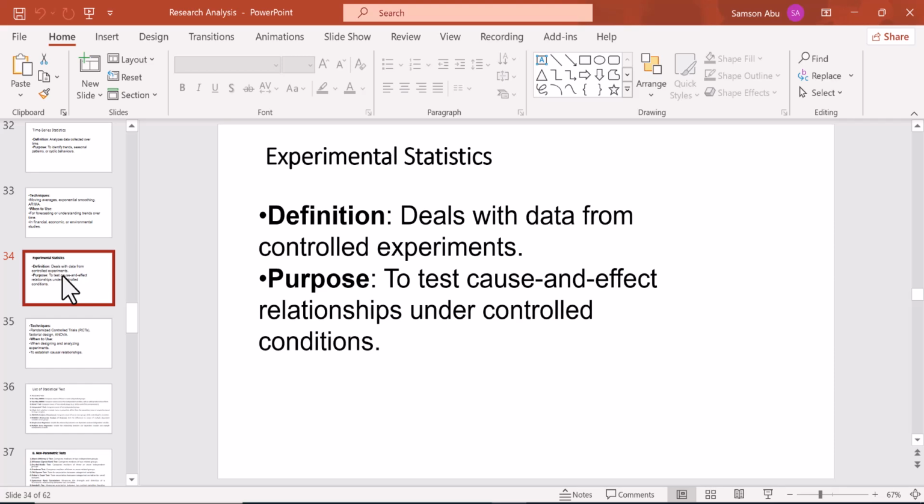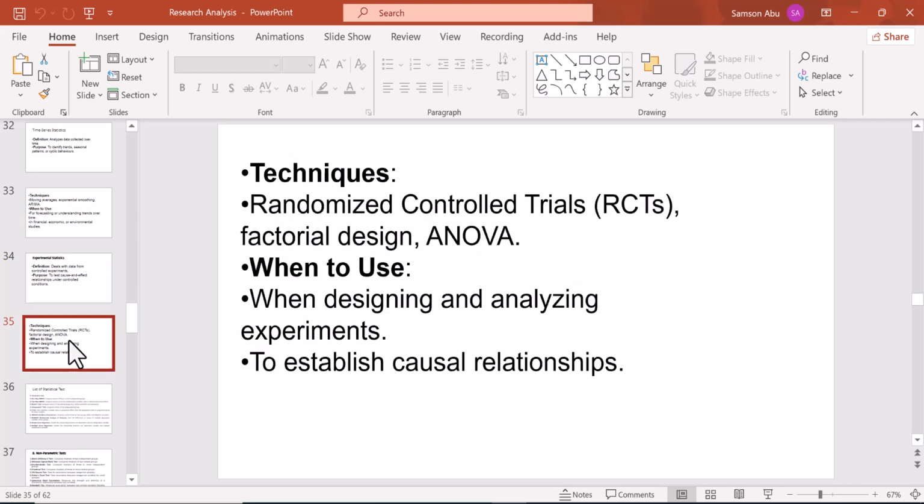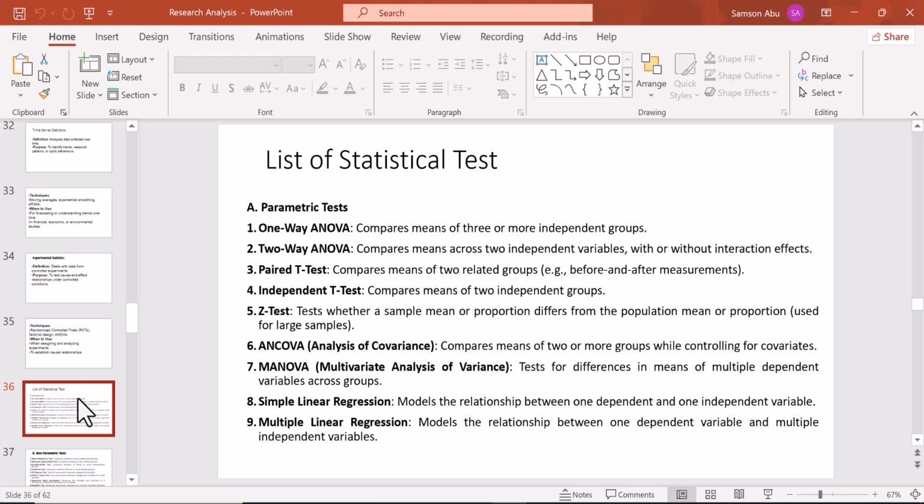So let's look at techniques. We have the RCT, randomized controlled trials, then factorial design, then usually ANOVA is used to test for cause and effect, in this case where we have more than two groups. That's when we use ANOVA. So when to use: when designing and analyzing experiments to establish causal relationships. And finally, tonight we'll stop here.